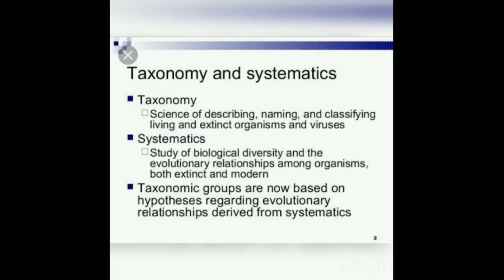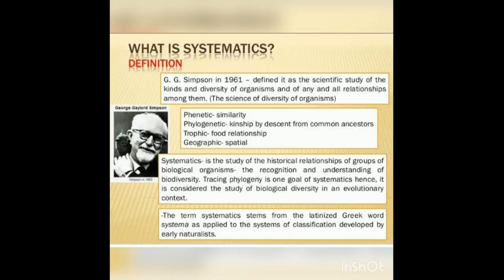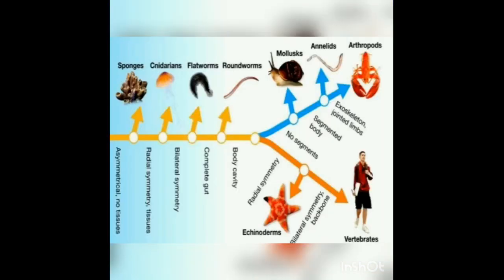The main criteria for systematics are identifying, describing, naming, arranging, preserving, and documenting the organisms. You have to identify, you have to describe, you have to give the name, and you have to arrange it properly, you have to preserve it, and you have to document it, writing in papers. Apart from the above said features, the evolutionary history of the species is very, very important.